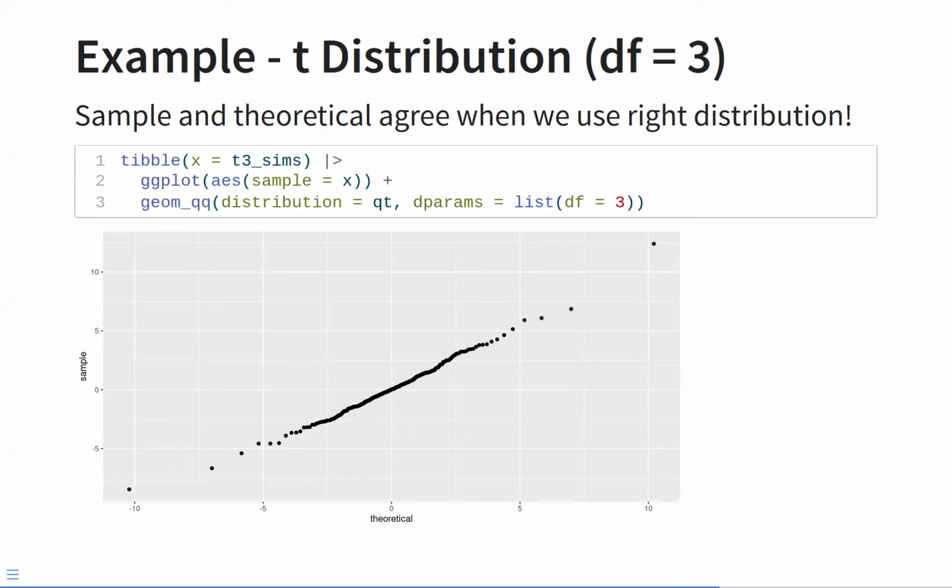And I'm also providing it with a list of parameters. I specify these with dparams. d stands for distribution, so the distribution is qt, and the dparams are a list with one element, df equals 3. So I am supplying the argument degrees of freedom, df, to the function qt, and I'm setting that equal to 3. And indeed, in that case, I'm using exactly the quantile function that corresponds to the distribution from which I made these draws. So up to a little bit of sampling variability, these points do lie on the 45-degree line, as they should.